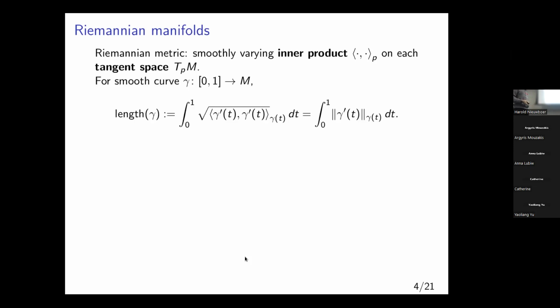Now, if you have this, you can also measure the length of curves. So if you have a curve that's parameterized on the unit interval, you can define its length as the integral of the length of the velocity vector at every point. All right, so this gives you a notion of length. And whenever you know how to measure the length of a single curve, you can also define a notion of distance between 2 points. What you would do is take the smallest length of any smooth curve between these 2 points. Right, so this just generalizes the usual Euclidean notion of distance.